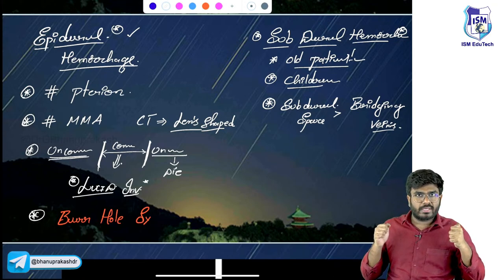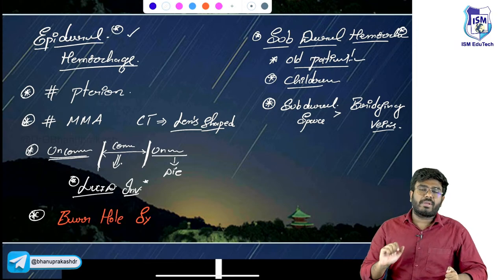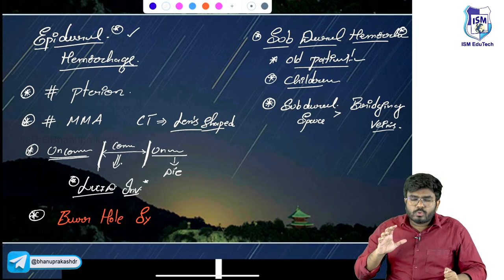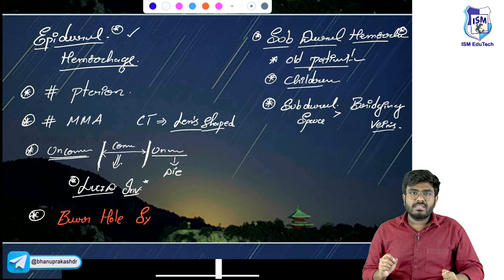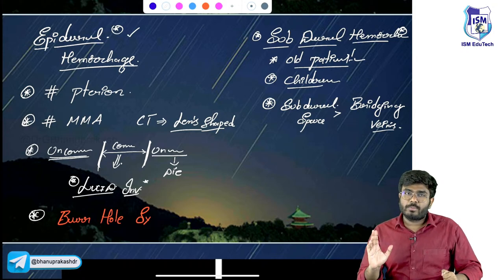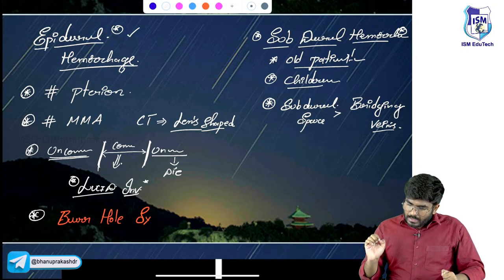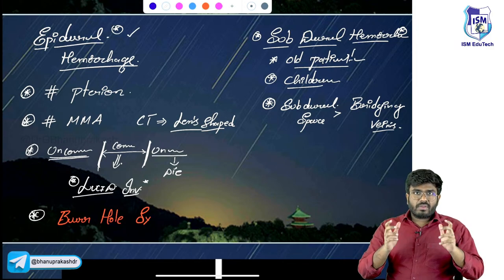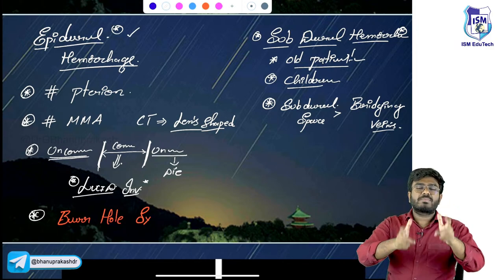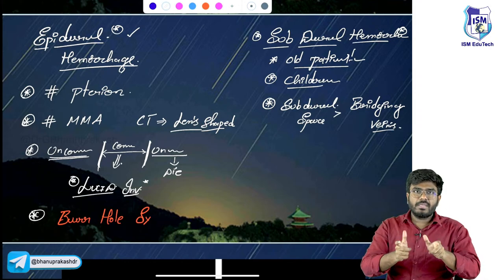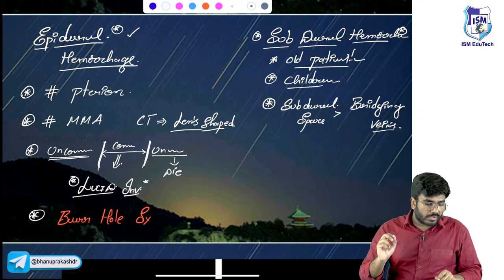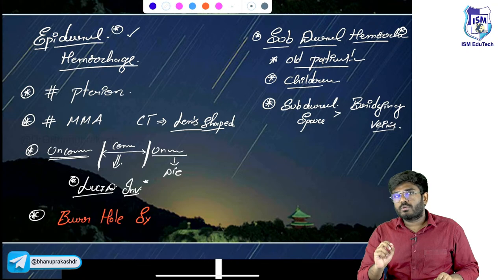sudden decelerating injury. Now, imagine you are going in a car. When you suddenly apply the brakes, do you know what happens? These bridging veins will be damaged. And for example, you take a baby, and when you suddenly shake this baby, that can also cause trauma to these bridging veins.